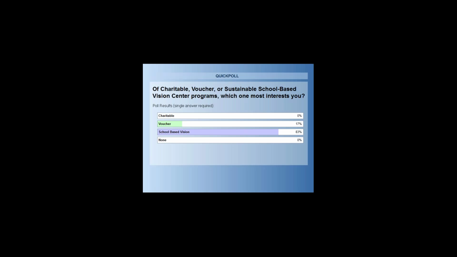All right, 83% said school-based vision. Awesome. Obviously, that was the focus, the end focus. I think that for voucher and charitable programs, like I said, there's a way to connect them all together, and I really think it is a three-tiered approach.